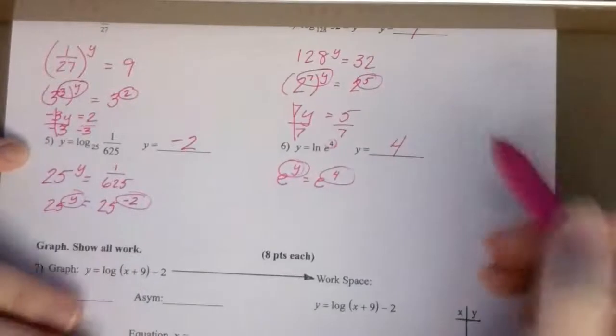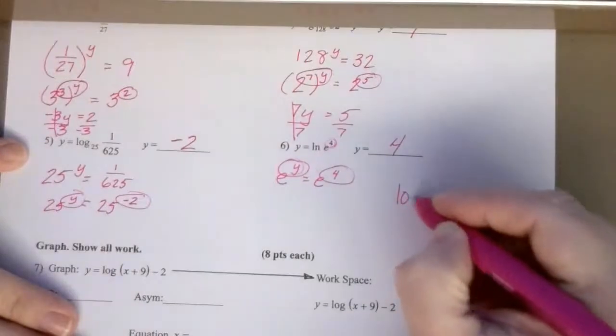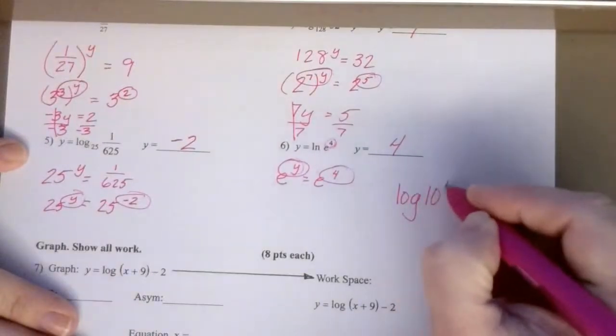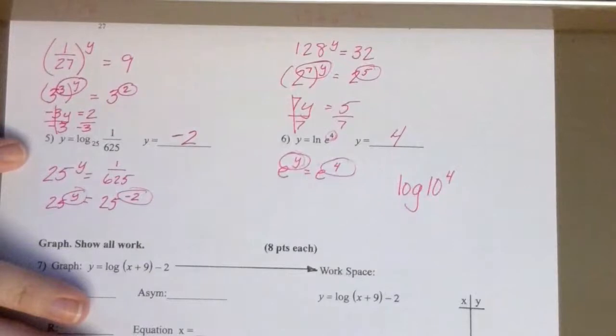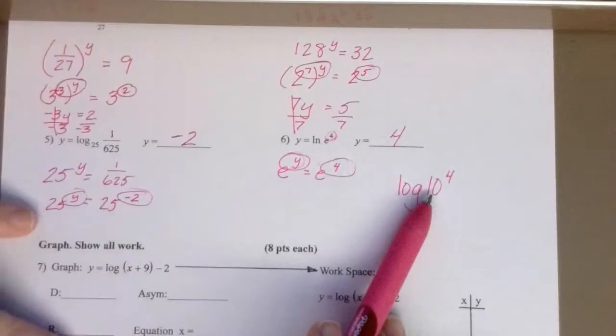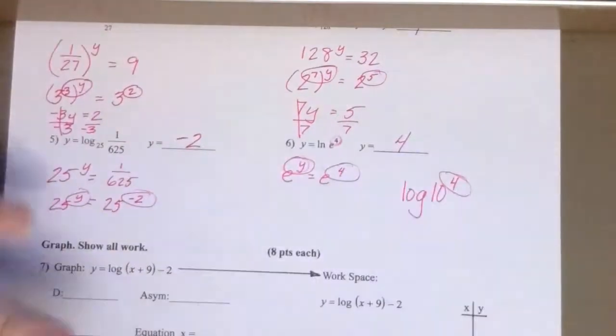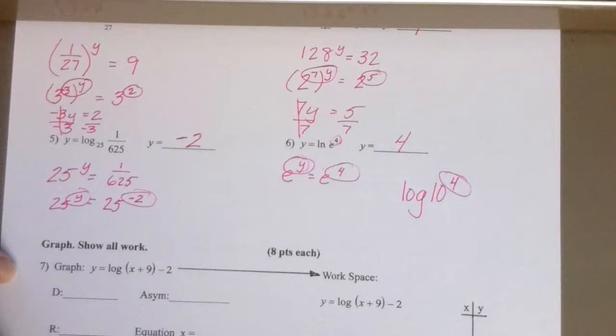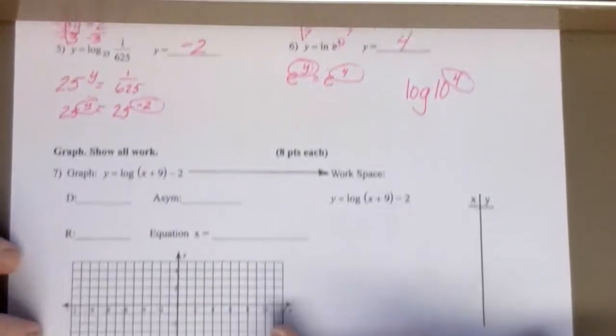Other ways you could see a hidden matchy-matchy would be something like this. Do you see the hidden matchy-matchy? You have a base of 10 and a number of 10. So the answer there would also just be 4. Okay, that's another way a hidden matchy-matchy could show up. Good answer. All right, now we get to graphs.